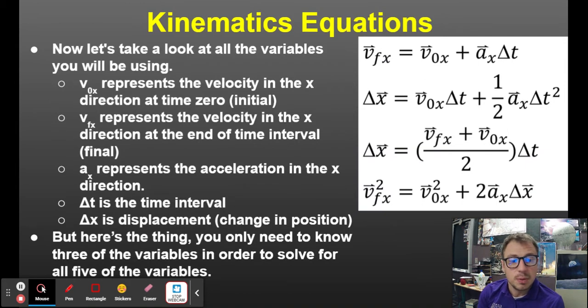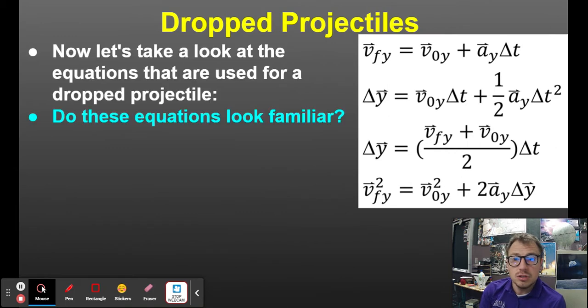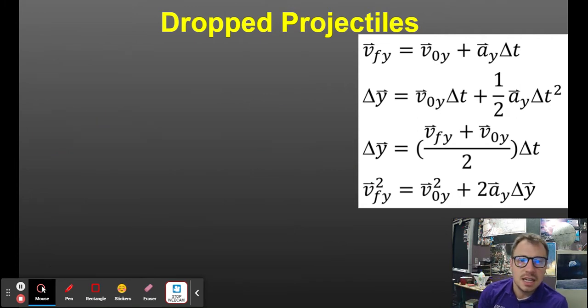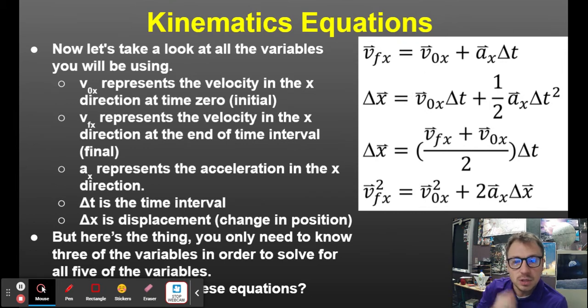So, these are the kinematic equations that we've been using. Now, these are the drop projectile equations. These are going to look exactly the same, and that's because they are the exact same problems. The only difference is that when I switch back and forth, with the kinematic equations we've just used the x-plane for all the problems. Just assume it's straight across, left, right, horizontal.